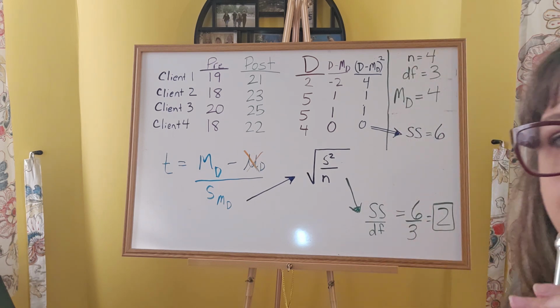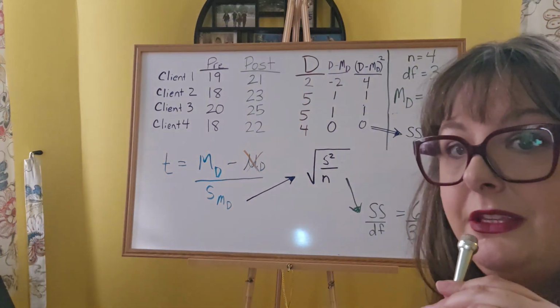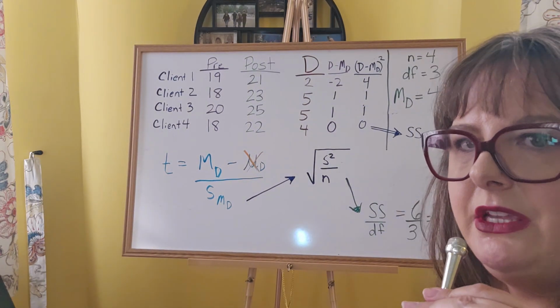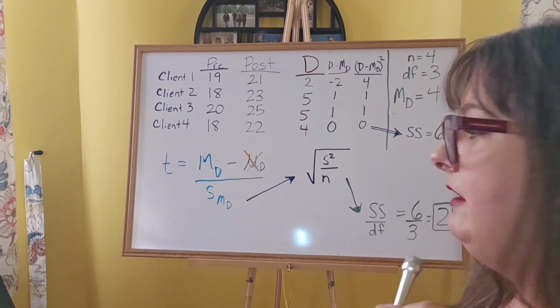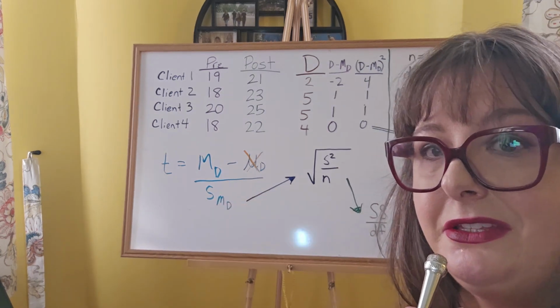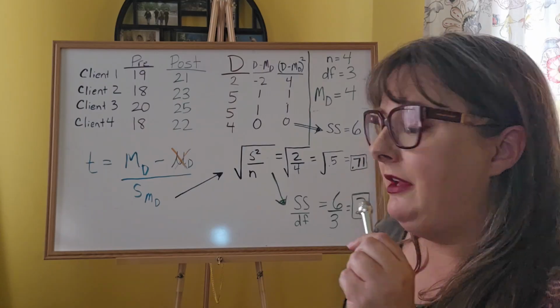So 6 divided by 3, 2. So our variance is 2. We're not done yet because variance is just part of the equation for the estimated standard error, which is the denominator of our t statistic. So we now have to compute that part. Now we know our denominator.